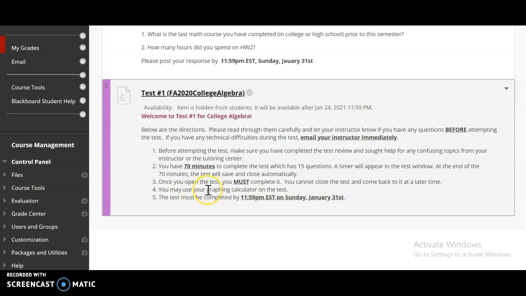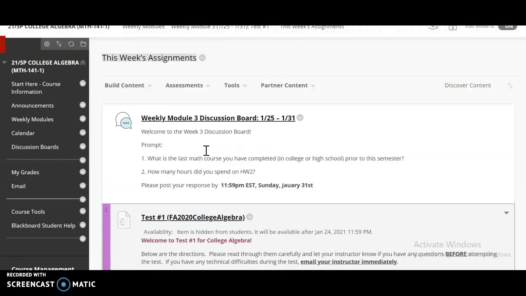You can use your physical or online graphing calculator for this test, and this test will actually disappear after the time limit, so you have to take it before its due date. Okay, so that's it. If you encounter any technical difficulties when you're attempting the test, you have to reach out to me immediately.